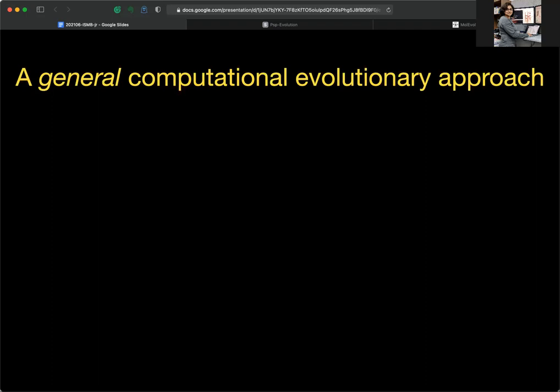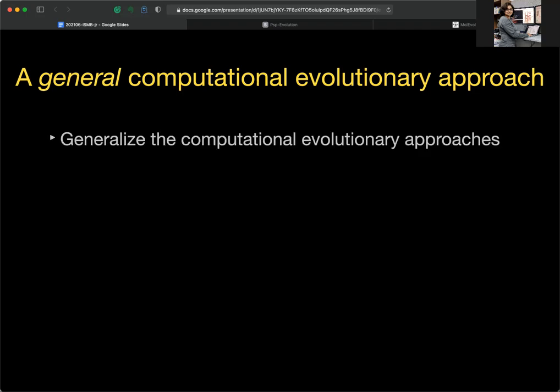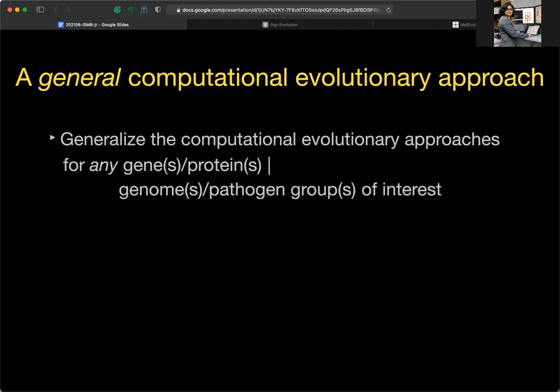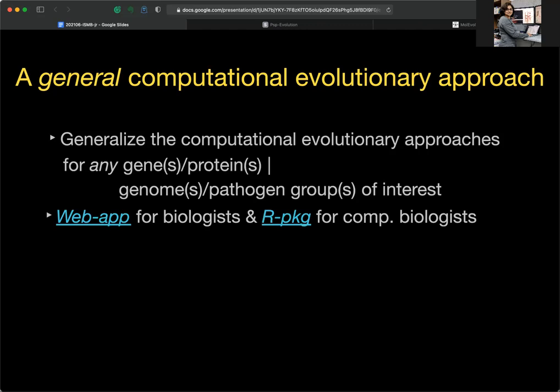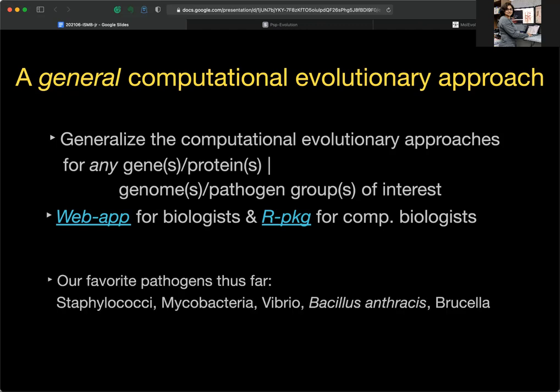So that is when we decided, okay, this was really cool and really powerful, not just for PSP, but also for a few other projects that we have worked on. So why don't we generalize this computational evolutionary approach so that we can use it for any gene and protein of interest and any set of genomes of interest? So the result is that we have now built a prototype of a web application for biologists, and we are also converting the backend, all of our scripts, to release as an R package sometime this fall for computational biologists. And we're really excited about this.